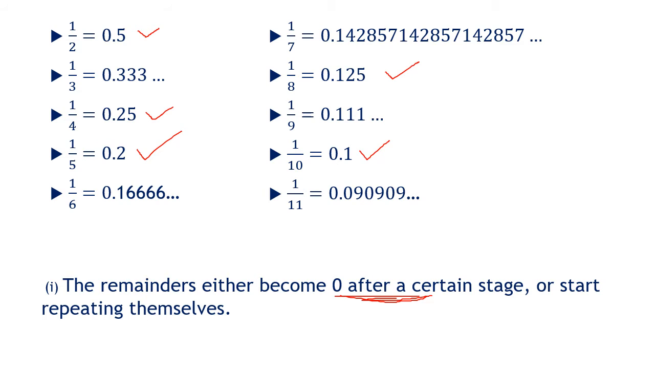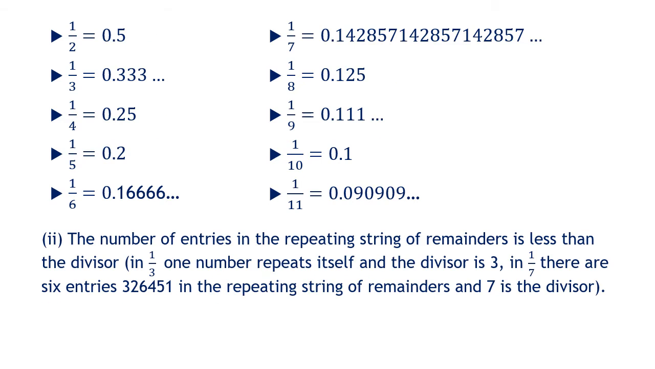Or in the remaining cases, they start repeating themselves. So either the remainder becomes 0 or the pattern is repeating. In the remaining cases, the pattern was repeating. So this is the first observation. Then the number of entries in the repeating string of remainders is less than the divisor. So in this case 1 upon 3, 3 is the divisor.